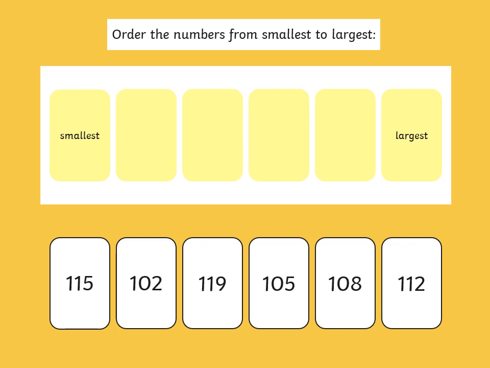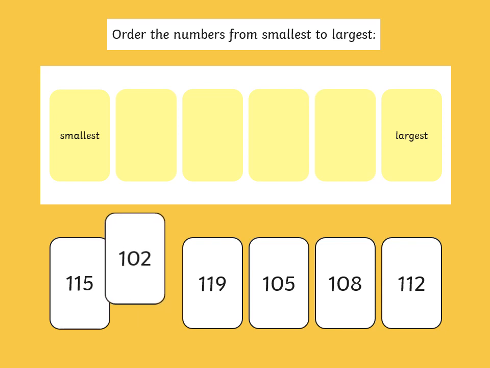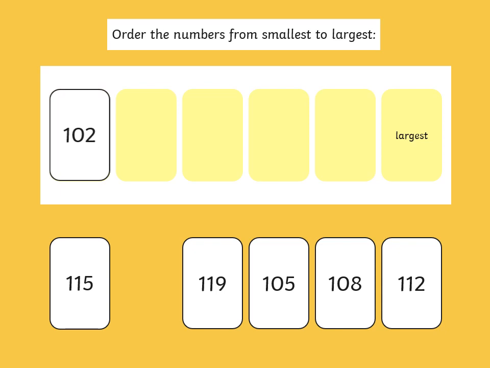Okay, we can see that 102 has no tens in the tens column. It's got 0 as the placeholder, and it's got a 2 in the ones. Similarly, 105 and 108 also have no tens, but we can see that 2 is lower than the 5 and the 8 in the ones. So let's pop that as our smallest number.